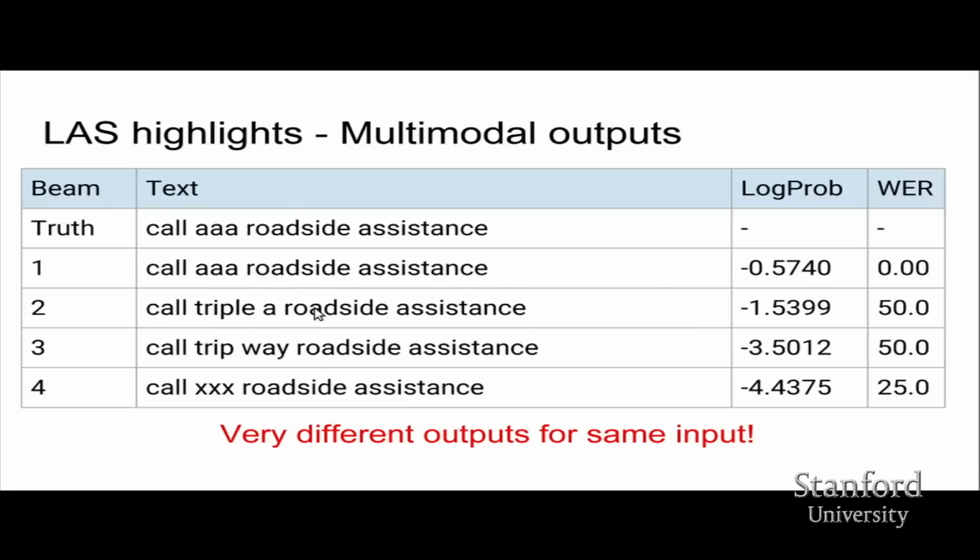Interestingly, if you look down, you'll see the reason why this model is able to produce "call AAA" and "call triple A" is because the training set has a lot of "call XXX." And so the model learns a very specific pattern, and it's able to transfer that to a different domain.